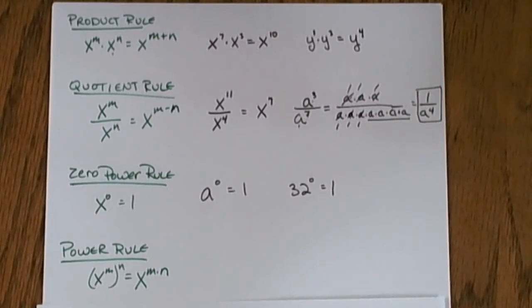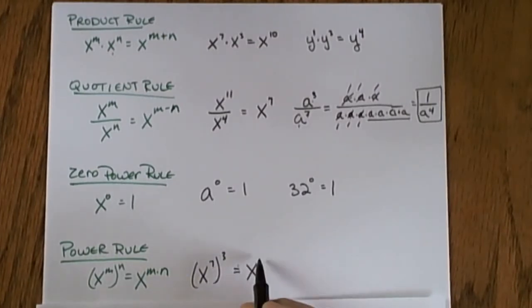Our next rule is called the power rule. The power rule says if I have a base, take it to a power, and then I raise that to a new power, then I'm going to be multiplying the powers. For example, if I had x to the 7th, and then I took that to the 3rd power, I would have x to the 7 times 3, or x to the 21st.